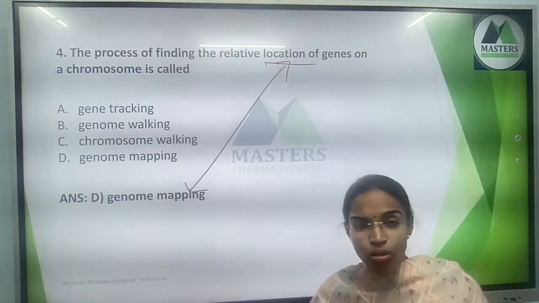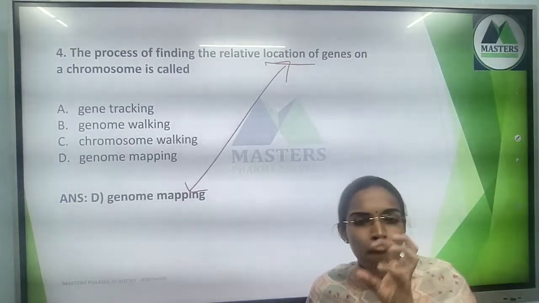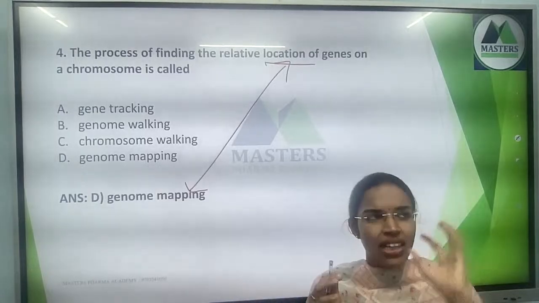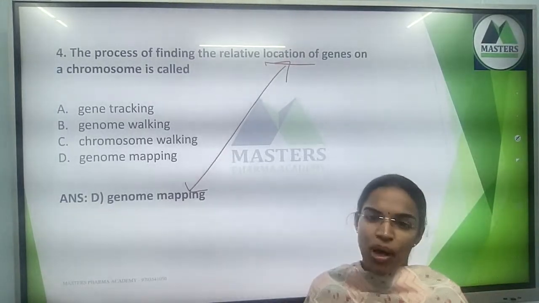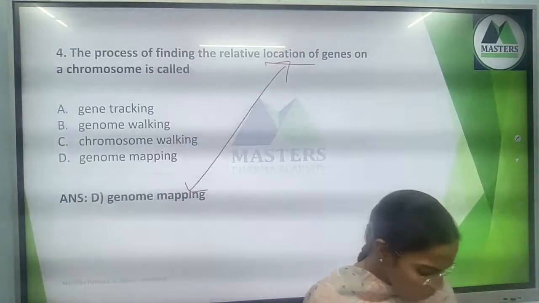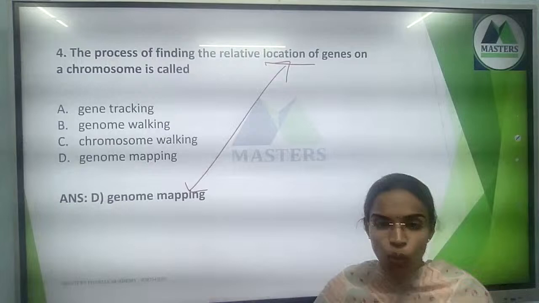So finding the relative location of genes on a chromosome is called genome mapping. Similar to finding a location on a Google map, we are finding the location of a gene on a genome map. So why can't it be gene tracking? What is gene tracking then?